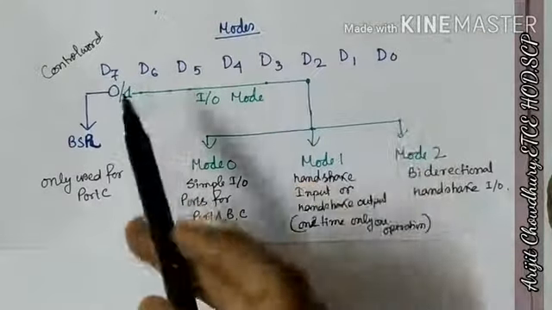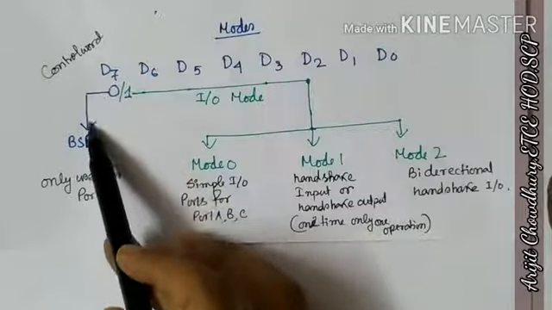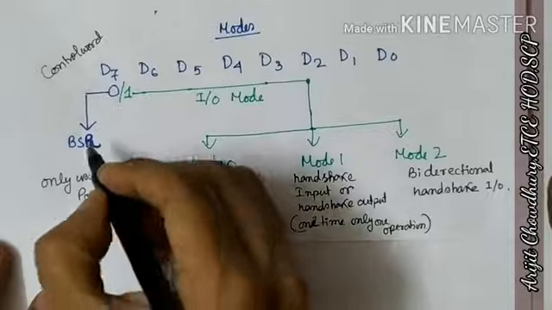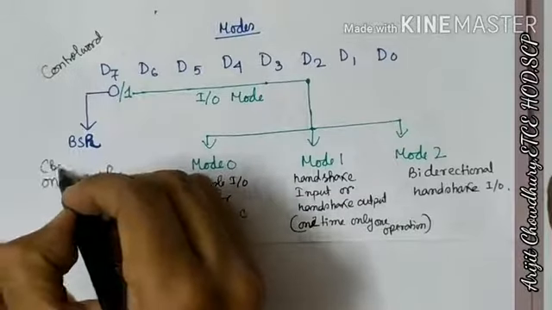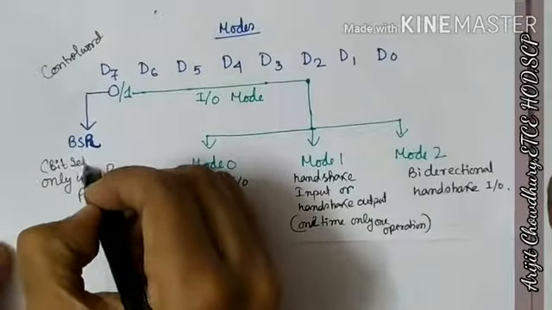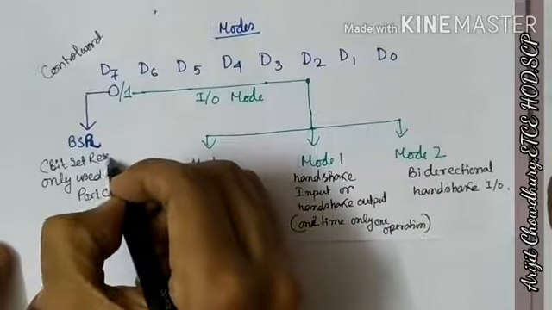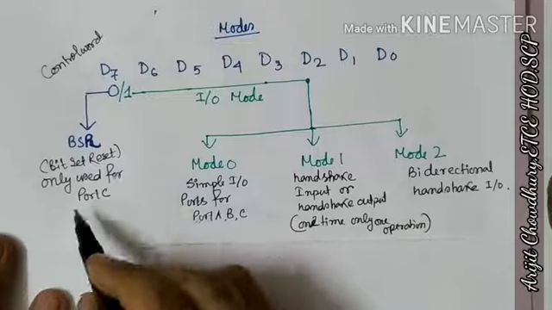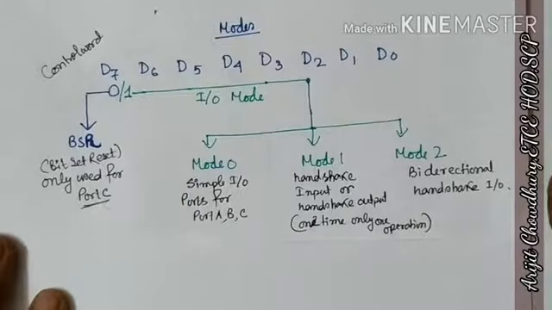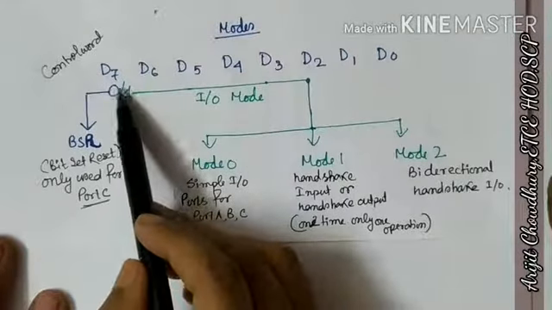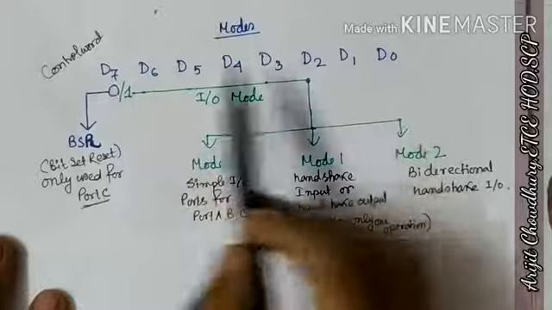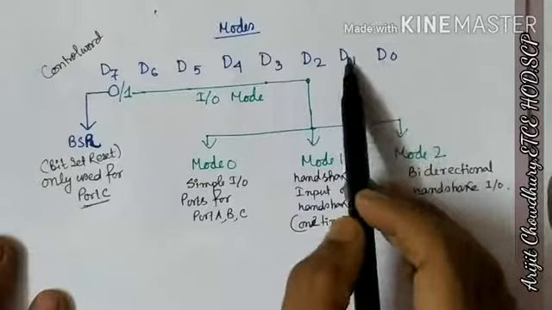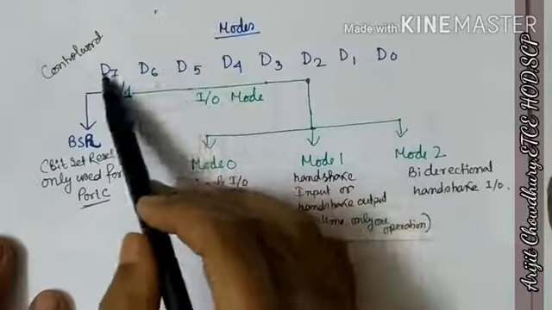If D7 is 0, then it goes to the BSR mode. BSR stands for bit set reset. BSR mode is used only for port C. And if D7 is 1, with D0 to D7 being 8 bits, 1, 2, 3, 4, 5, 6, 7, 8 bits.